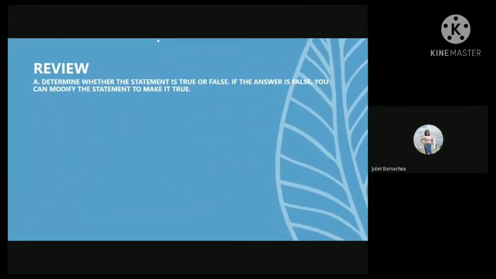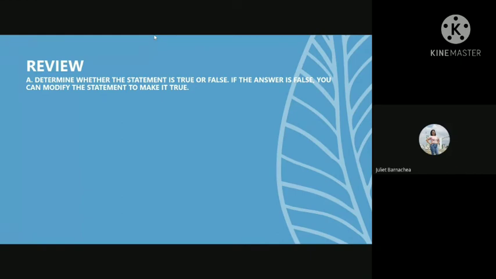To start with, let us have number 1. Again, the statement says, determine if it is true or false. And if the answer is false, you can modify the statement to make it true. There are 4 outcomes if you toss 2 coins. True or false?